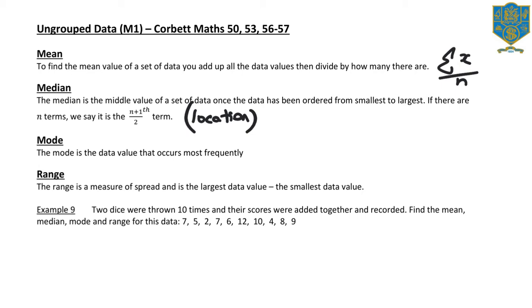The mode is the data value that occurs most frequently, and the range is the difference between the largest and the smallest. Now, a common mistake people make is to write the range as 5 to 11. That's not right. The range would be 6. So you actually have to do the subtraction of 5 from 11.